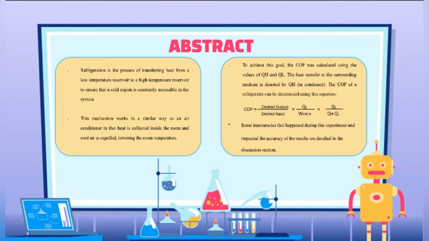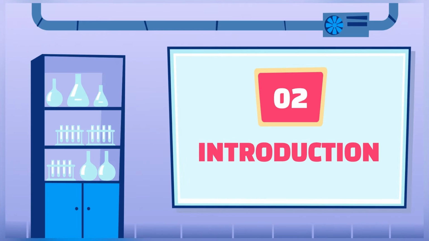To achieve this goal, the COP was calculated using the values of QH and QL. The heat transfer to the surrounding medium is denoted by QH in the condenser. The COP of a refrigerator can be determined using this equation: COP is equal to desired output divided by required input. However, some inaccuracies that happened during this experiment and impacted the accuracy of the result are detailed in the discussion section. To address this issue, precautions are additionally suggested in the discussion section so that more precise data can be obtained.